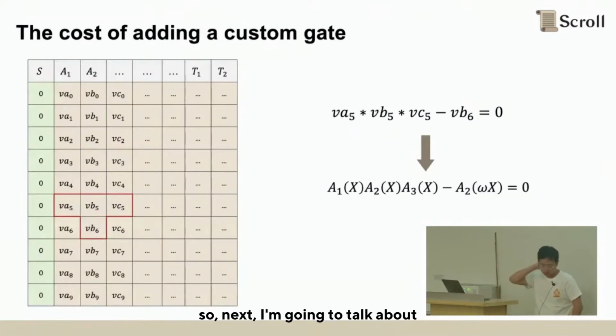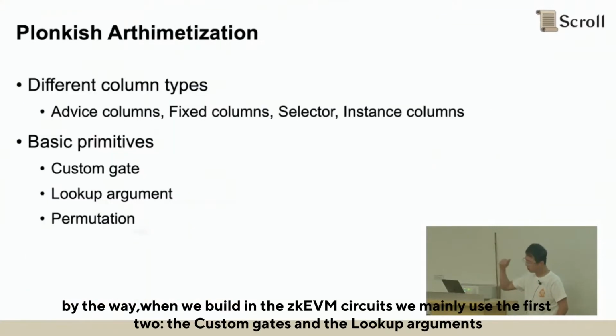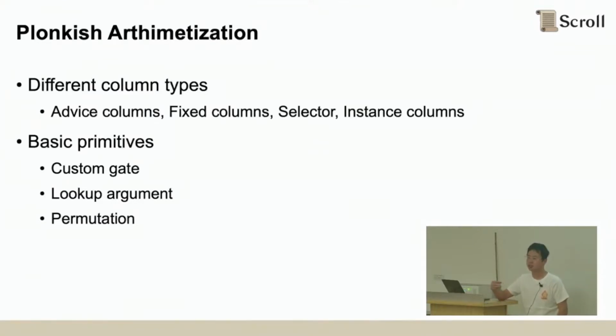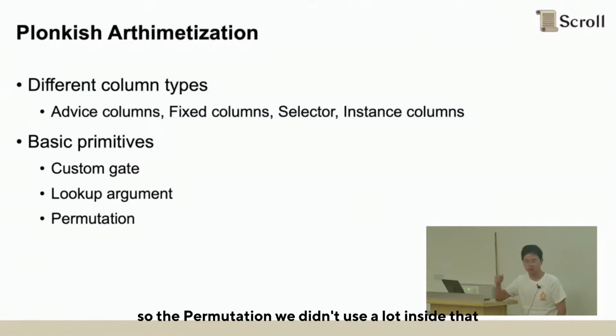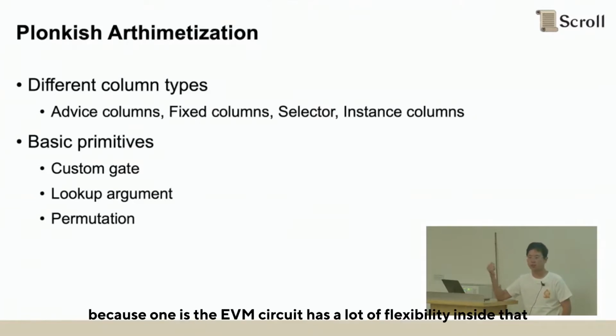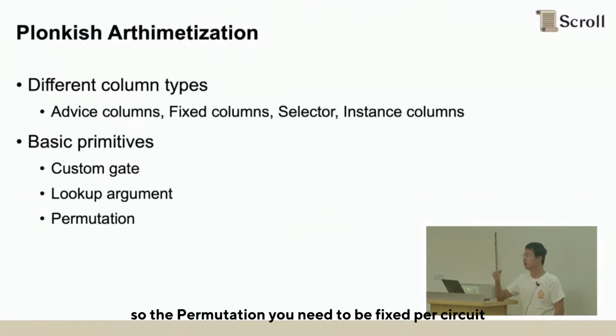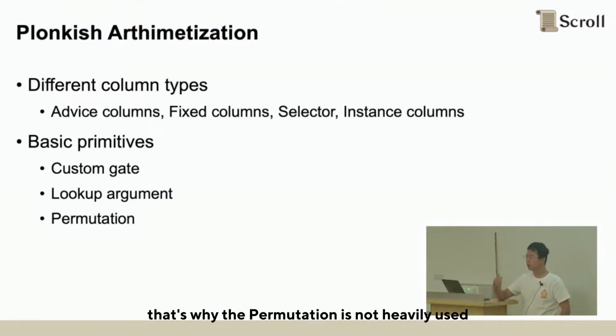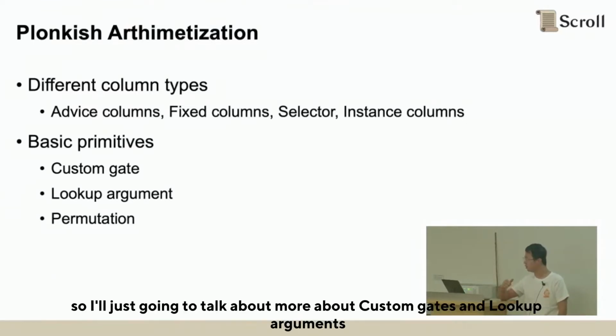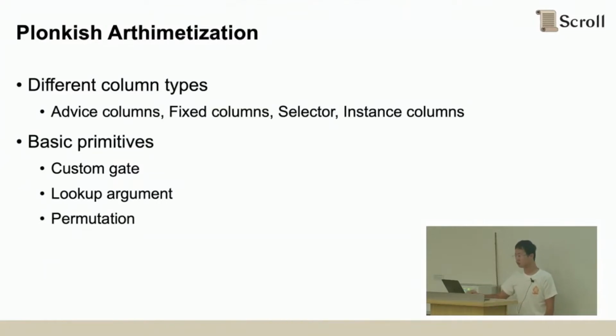By the way, when we're building the zkEVM circuits, we mainly use the first two, the custom gates and the lookup arguments. The permutation we didn't use a lot, because the EVM circuit has a lot of flexibility inside, and the permutation needs to be fixed per circuit. That's why the permutation is not heavily used. So I'm just going to talk more about the custom gates and lookup arguments.